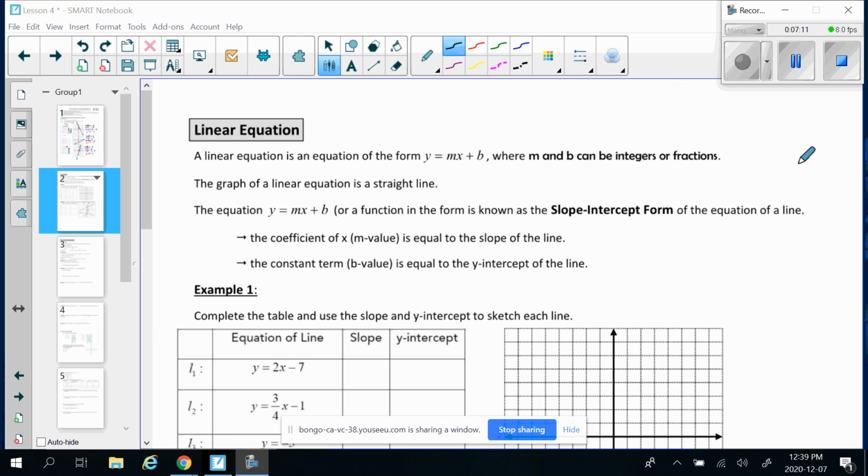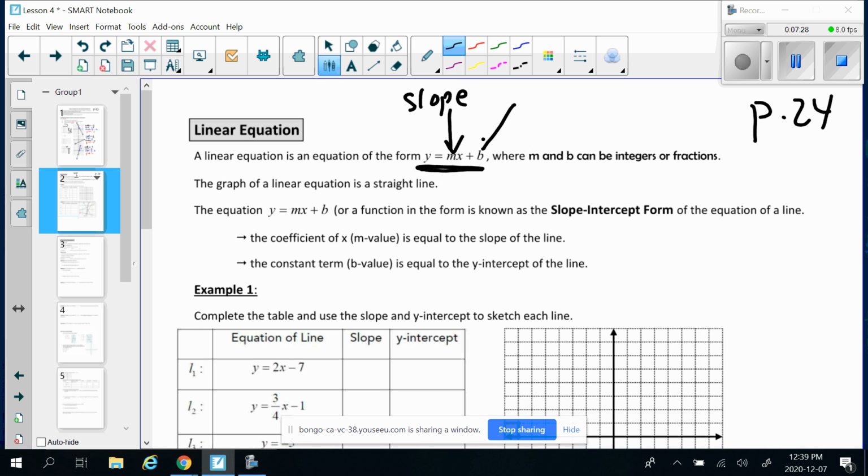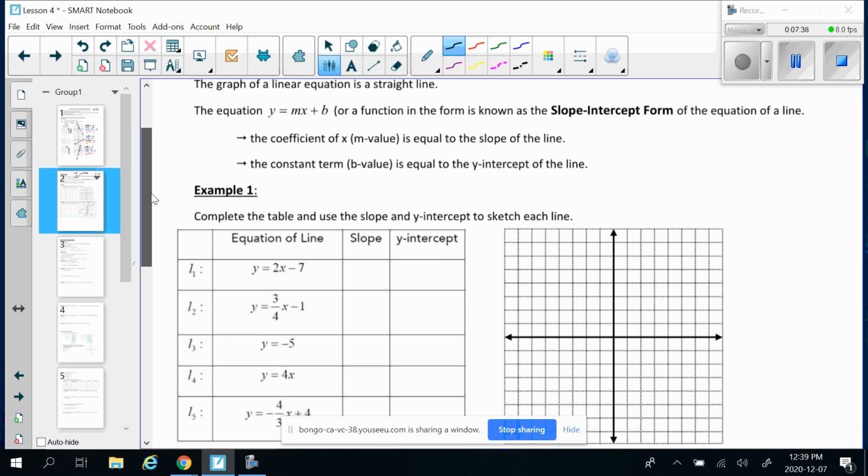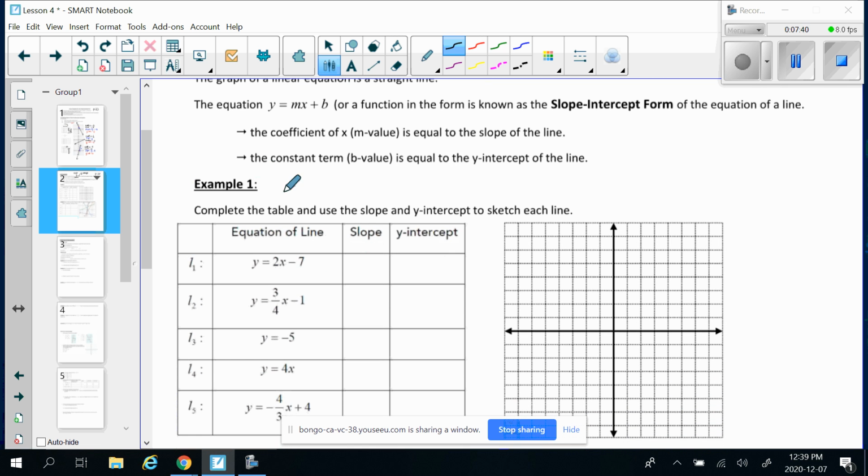So this is on page 24. And it tells us about this linear equation. So a linear equation is always going to take this form, well, almost always, going to take this form. And there's two significant pieces here. There's the m, which you guys know is the slope. And there's the b, which is going to be your y-intercept. And if you know those two things, it's going to be very easy to plot your line. So the coefficient of x is the slope, the constant term is the y-intercept.